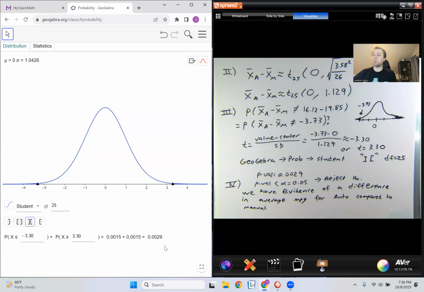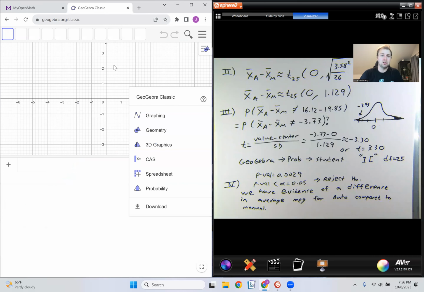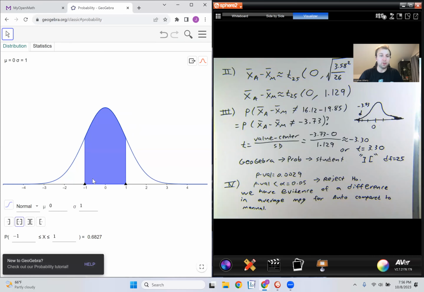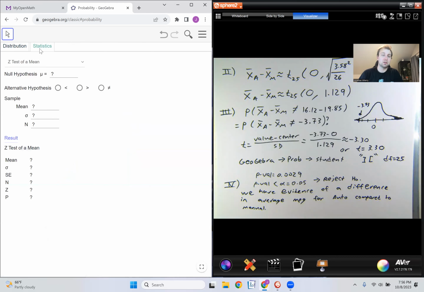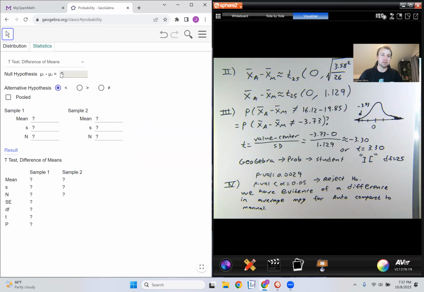I want to double check my answers using GeoGebra here. So besides just having this probability calculator where I can find the student distribution, I'm going to start at GeoGebra from the beginning again. I'm going into probability, but this time I'm going to choose the option for statistic. And I'm using t-scores, and I'm looking at the difference of means, and I have difference of means show up here for a test, and I have difference of means show up here for an estimate. Estimate will be for confidence interval, test is for hypothesis test.